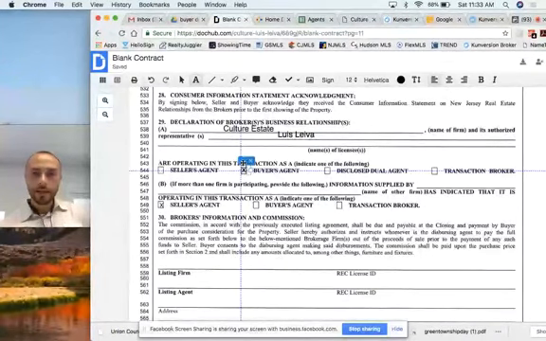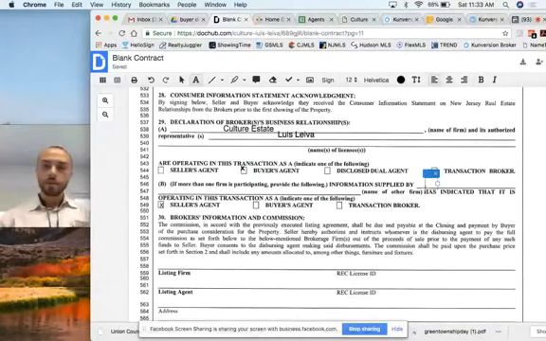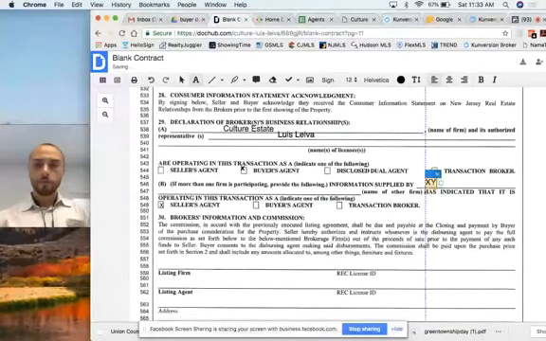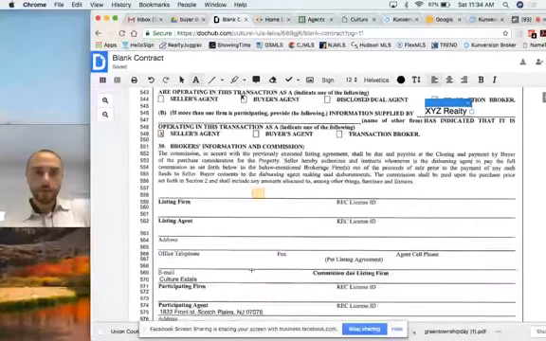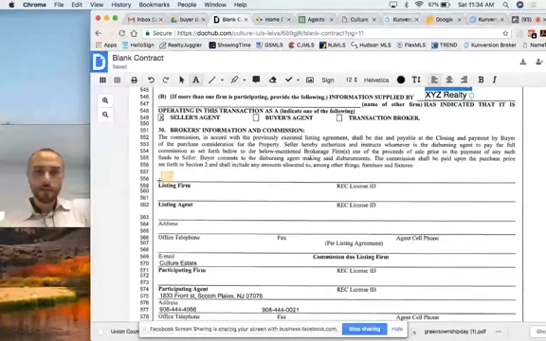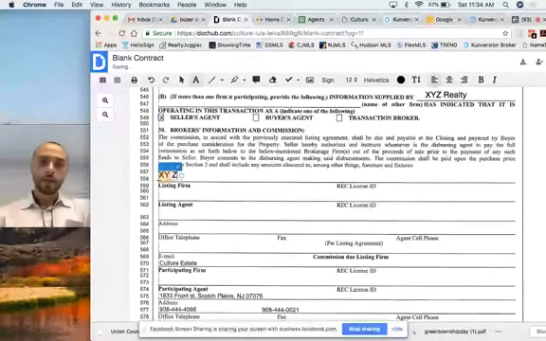And then the next line asks you where the information came from. So what company provided the information? Let's just say it was XYZ Realty. They provided the info. That's all you would need to put there. And they're the seller's agent, the seller's representative that's already been checked off here. Down here, you would have to put in your listing firm's information. So here would be XYZ Realty.